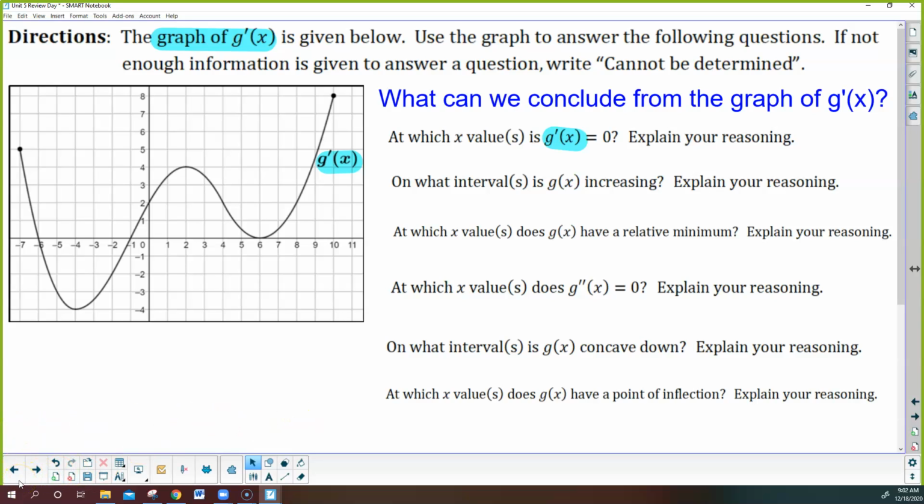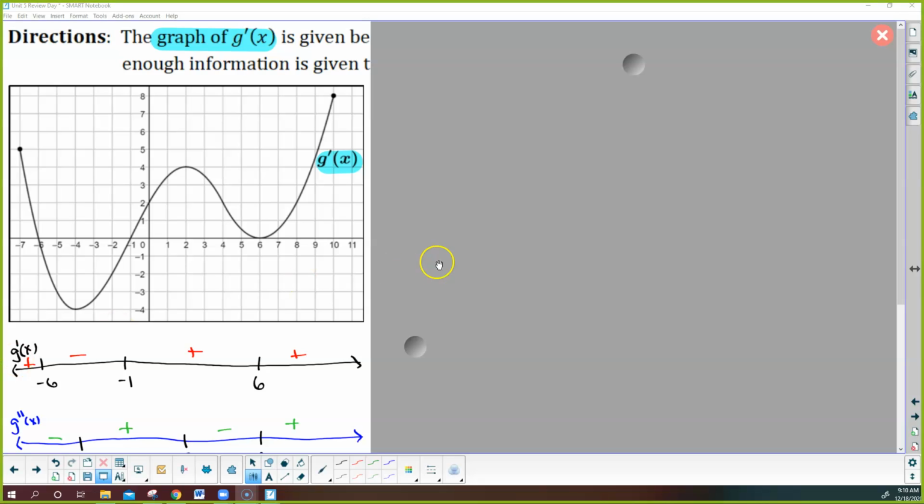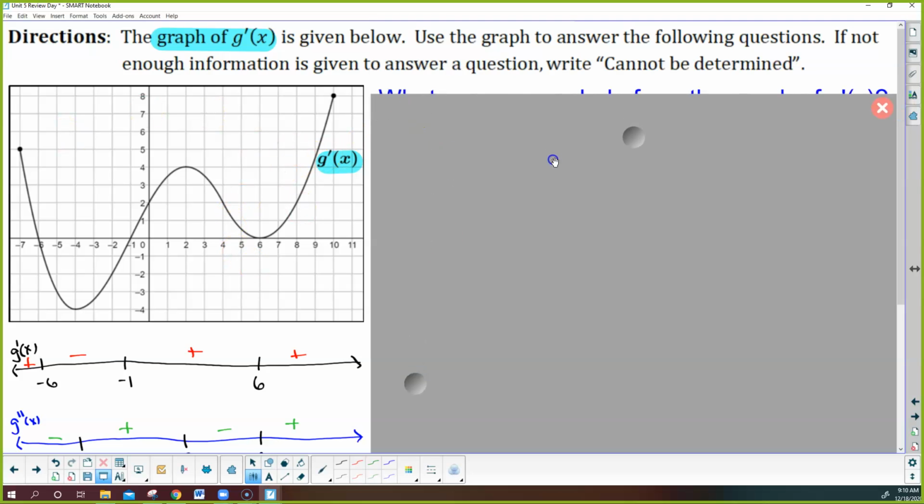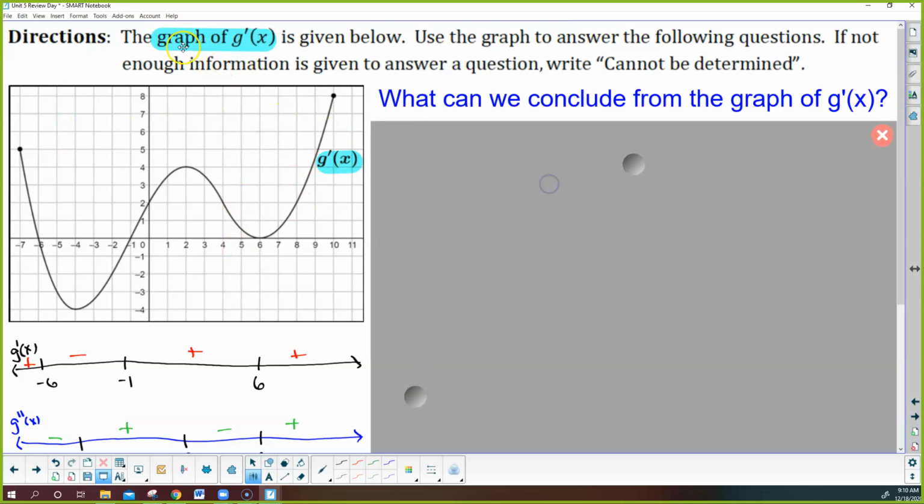So I'll give you about, let's say, 7 minutes on this. We'll come back at 10 after 9. All right, so let's take a look. You may not have had a chance to go through all of it, but I pre-filled this out as you were working. So this is the graph of the derivative.